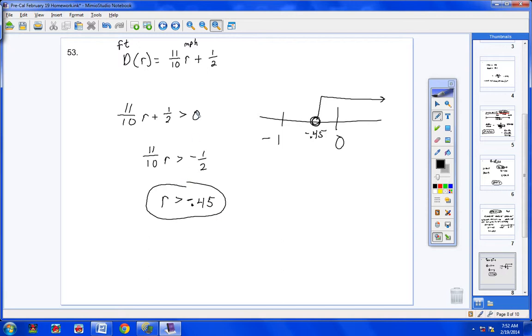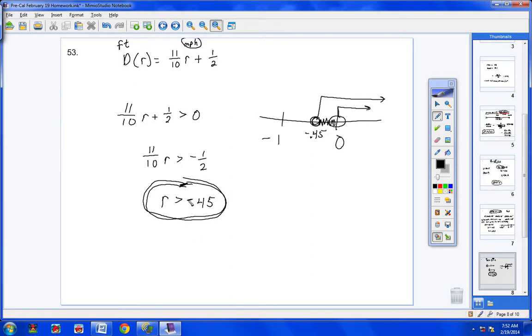What is R? R is speed, miles per hour. So there's no way you can have any of this here. So really your speed is going to be anything greater than 0. Okay? I had to do this first just to see where the cutoff point was for getting out a number greater than 0 for the distance.